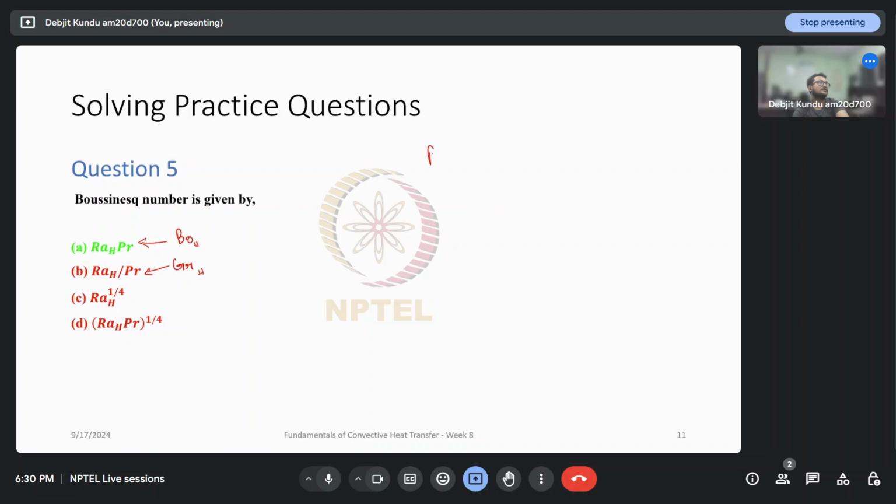And what should be the mathematical expression of it? So I'll write down Rayleigh number times Prandtl number. Rayleigh number is basically beta delta T L cubed g divided by nu into alpha, and our Prandtl number is nothing but nu over alpha. So this nu cancels out, and what we are left with is beta delta T L cubed g over alpha squared. This is what the Boussinesq number represents.